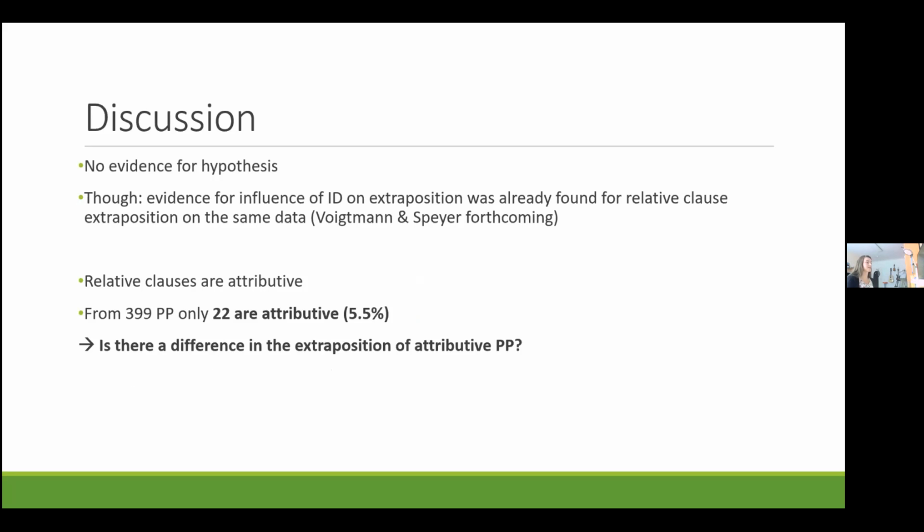So we wondered, what are the differences? What are similarities? And we found that we only looked at attributive relative clauses, but we didn't make this distinction in our prepositional data. So this was what we did then. And we surprisingly found that only 22 of our extraposed prepositional phrases are attributive. That's only 5.5%. So we wondered, is there some difference between attributive prepositional phrases and independent ones?